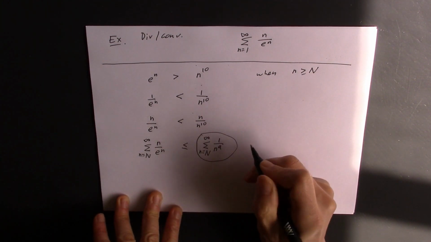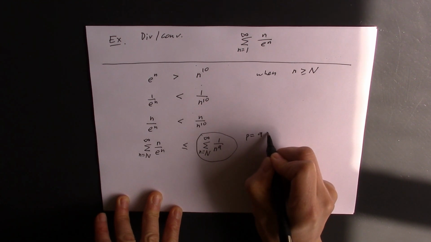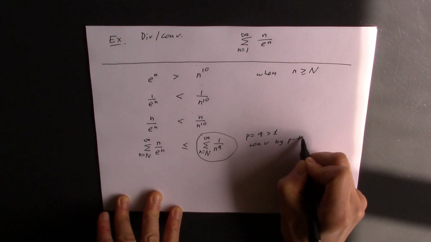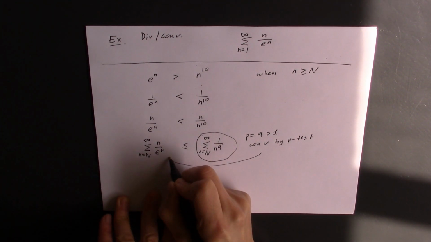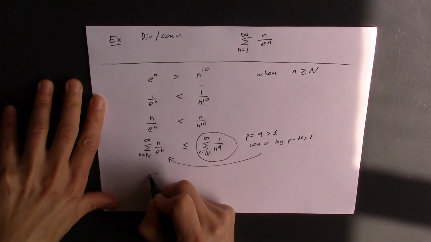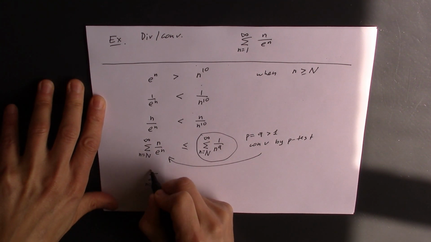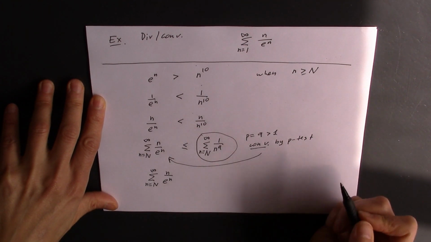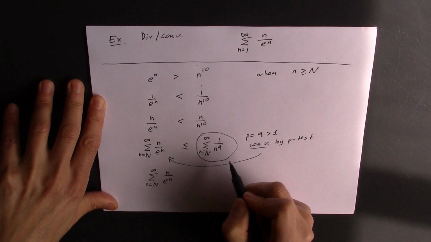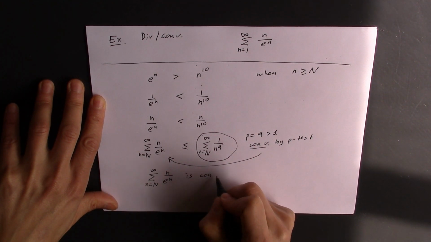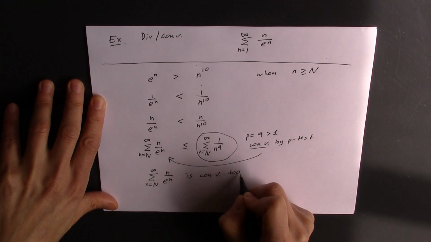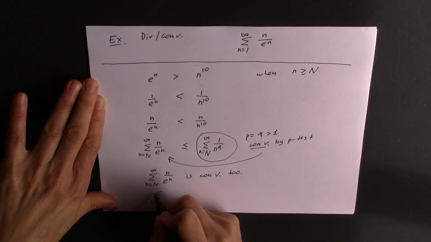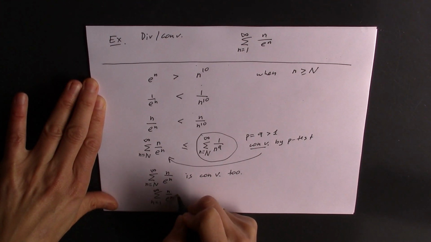We recognize this series, that is a p-series, p equals 9, bigger than 1, convergent by the p-test. So we turn around and conclude that our series on the left, because it's smaller than something which is convergent, smaller than a finite number, is convergent too. And therefore our original series is convergent.